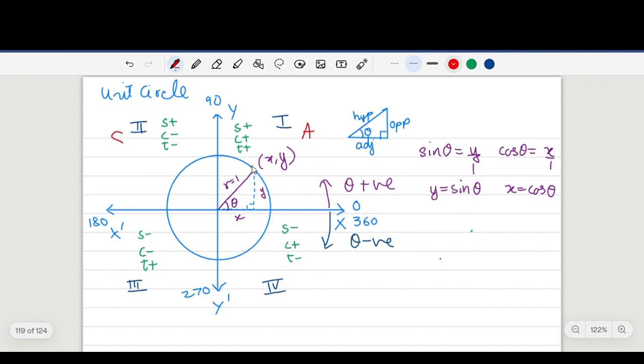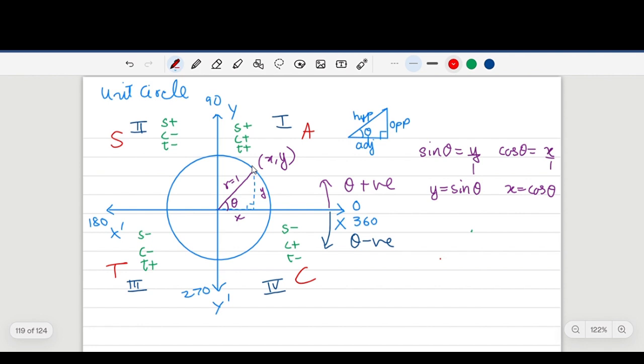So to make it easier to remember, we write it as A S T C. ASTC: A means all are positive, S means sine is positive, T means tan would be positive, and in the fourth quadrant cos is positive. To remember this, the easier way would be all silver teacups, or all students take calculus, add sugar to coffee, whatever way you want to remember it.